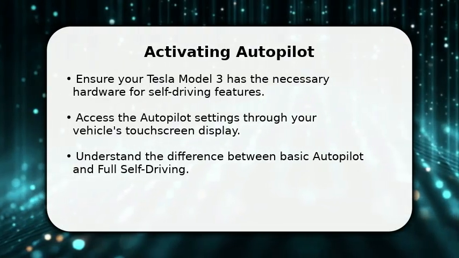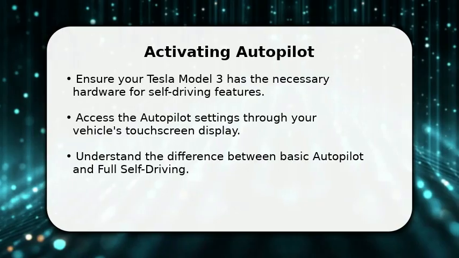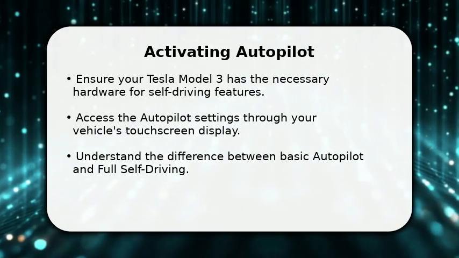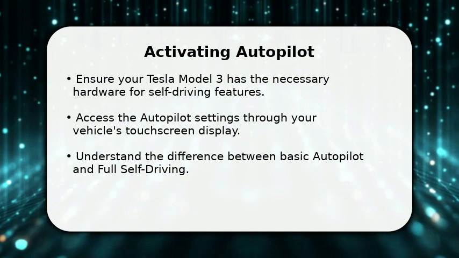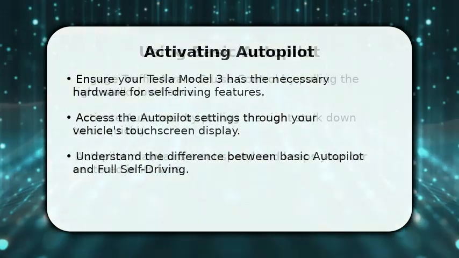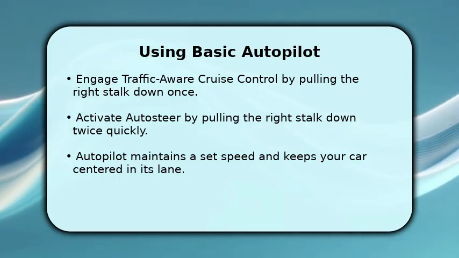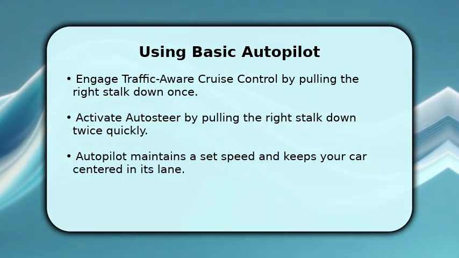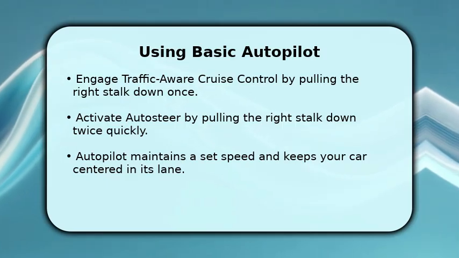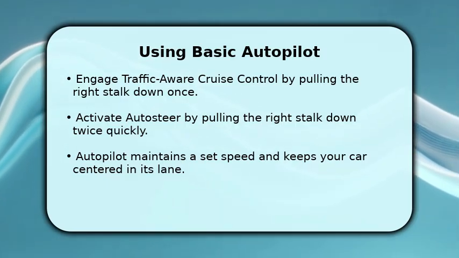It's important to distinguish between standard Autopilot and the more advanced full self-driving capability, as they offer different levels of automation. To use basic Autopilot, first engage traffic-aware cruise control by pulling the right stalk down one time. This will maintain your chosen speed and distance from the car ahead.